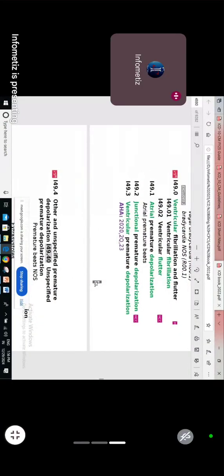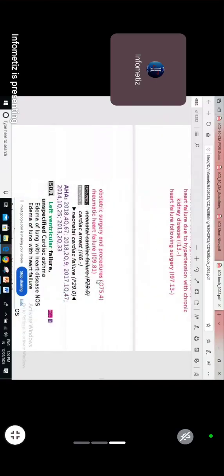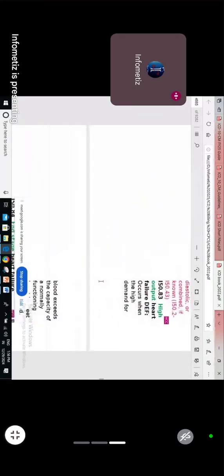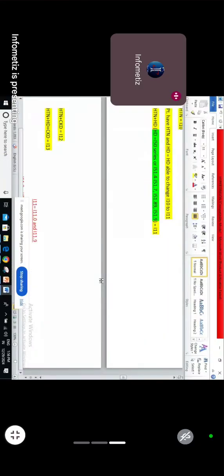See, ventricular fibrillation. This is also heart disease. And atrial premature, sick sinus syndrome, or if I say I51 point cardiac septal defect. This is also heart disease. Now, can this change my I10 to I11? No. I51.0, no. I51.4 to I51.9, this only can change. Good.